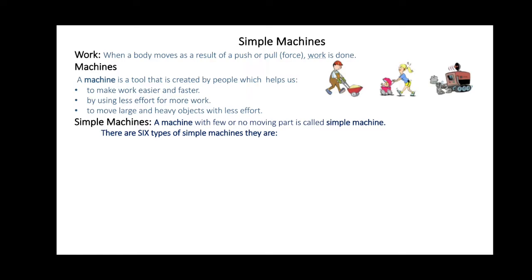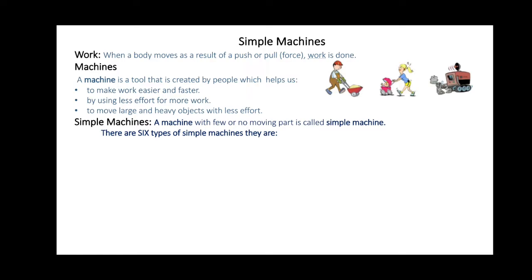Machines. Now if we talk about machines, a machine is a tool that is created by people, human beings, which helps us to make our work easier and faster. My dear students, machines help us to make work easier and faster by using less effort for more work. If we have so much work to do and that work is very hard to complete and we have less time, in that situation, machines help us to do our work faster and it makes our work easier. They also help to move large and heavy objects with less effort.